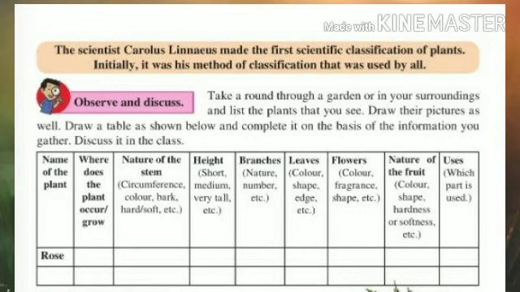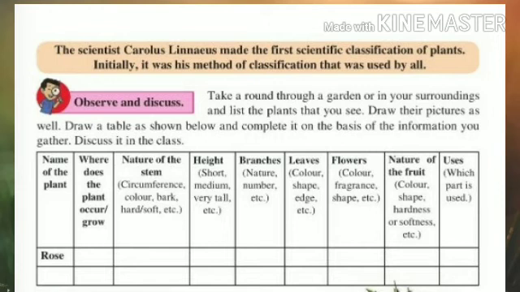Now you can see in this picture also there is a table. Now what you all have to do, see in the first column name of the plant. As example, it is given the rose. Then where does the plant occur, grow? Nature of the stem, circumference, color, bark, hard, soft, etc. Then the height, short, medium, very tall, etc. Branches, nature, number, etc. Leaves, color, shape, edge, etc.